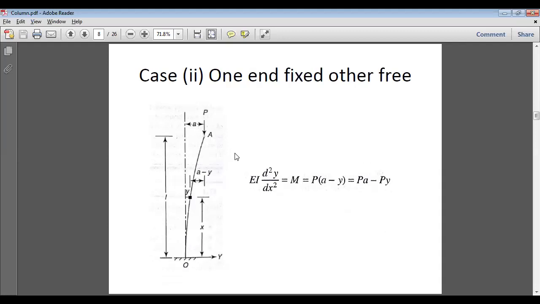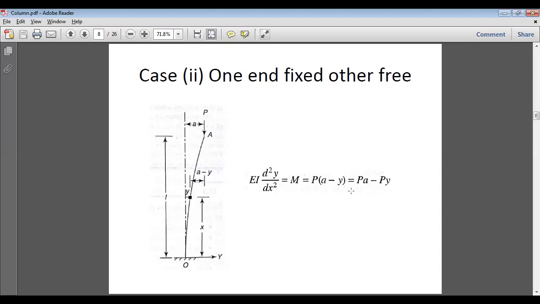So we can substitute the same values. EI d2y by dx square equals M is equal to P times (a minus y). Minus is not taken in that case, because now it's trying to create a clockwise movement, and clockwise movement will have positive values. A is the maximum deflection, and y is the deflection starting from 0. So we'll have P(a minus y).